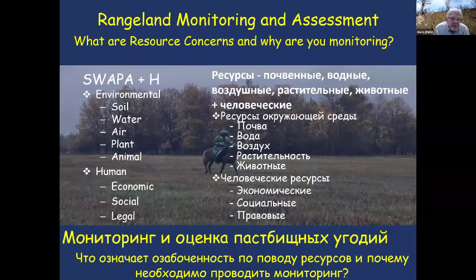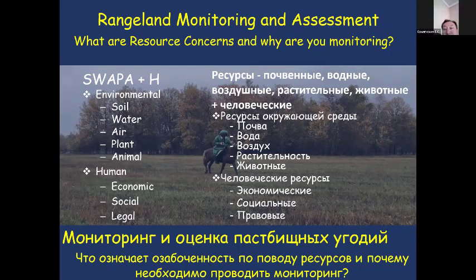Rangeland monitoring assessment. Why are we doing it? That's the central question. What information do you need to know? What are the resource concerns, and why are you monitoring? We've come up with an acronym in the Natural Resources Conservation Service, and they call it SWAPA plus H. It stands for soil, water, air, plant, animal. Those are all environmental concerns. We also have human concerns. That's the plus H. That deals with the economics, social, and legal constraints that we want to address.